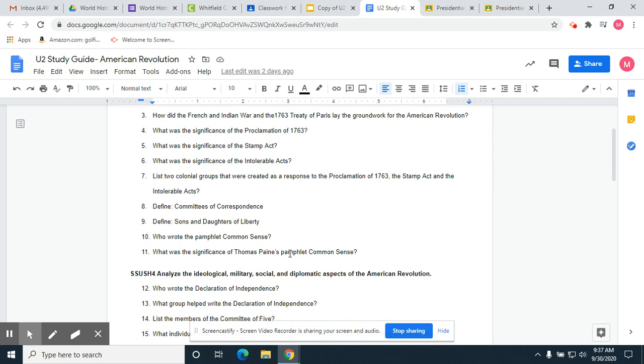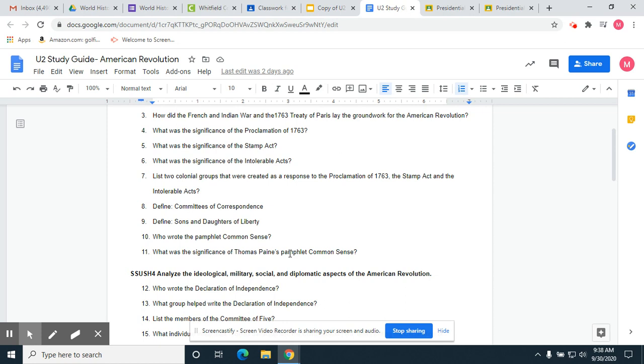The Daughters of Liberty are going to be women who support the cause of revolution, and they're going to make a lot of clothes. That way, we can boycott Great Britain. That way, we don't have to buy their products. Number 10, who wrote the pamphlet Common Sense? That would be Thomas Paine.